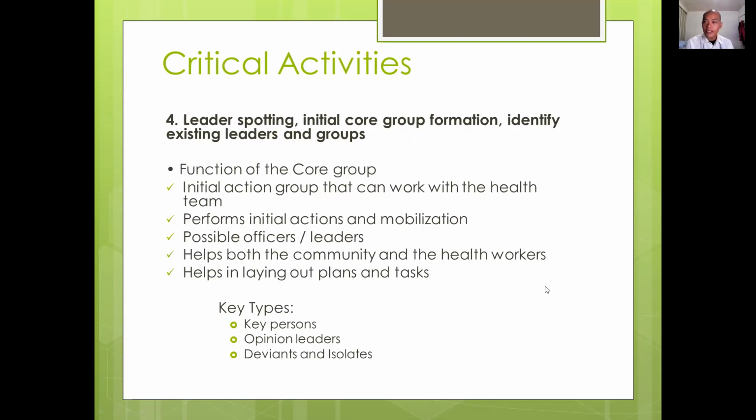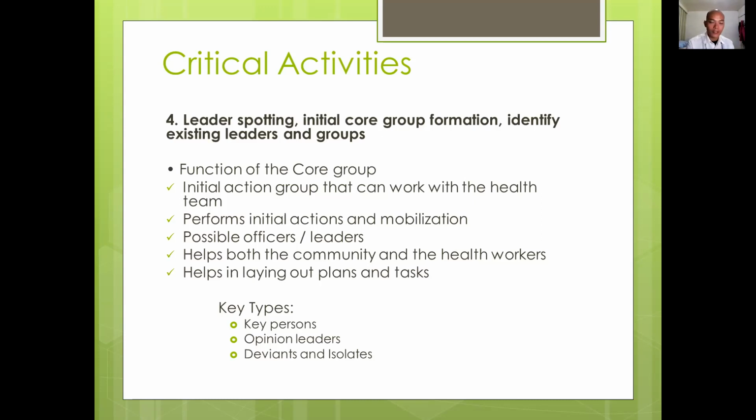Okay, when you talk about leader spotting, we talk about function of a core group. Okay, a core group, initial action group that can work with the health team. So kung meron na palang group of individuals doon who are trained in CPR, for example, lahat ng SK, pinapunta ng SK chairman sa Red Cross para mag-training before as their basic life support. Okay, so that is a group that you can already tap. Okay. A core group also performs initial actions and mobilization. So kung magkakaroon na tayo ng mga activities, usually sila yung mga unang gagalaw or sila yung mga unang tutulong sa atin.